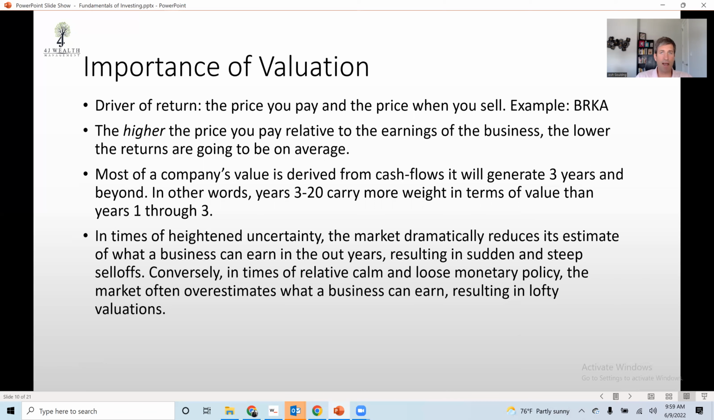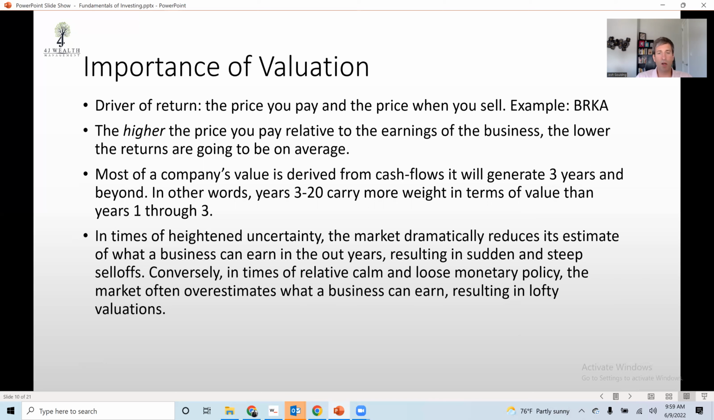You have to look at the price of the share times the number of shares outstanding, and then compare that to the book value of the company and the earnings the company earned over the last year and is projected to earn over the next year. And then you can make a determination of whether you think it's overvalued or undervalued relative to the market. But all else equal, the higher the price you pay relative to the earnings of the business, the lower the returns are going to be on average going forward.